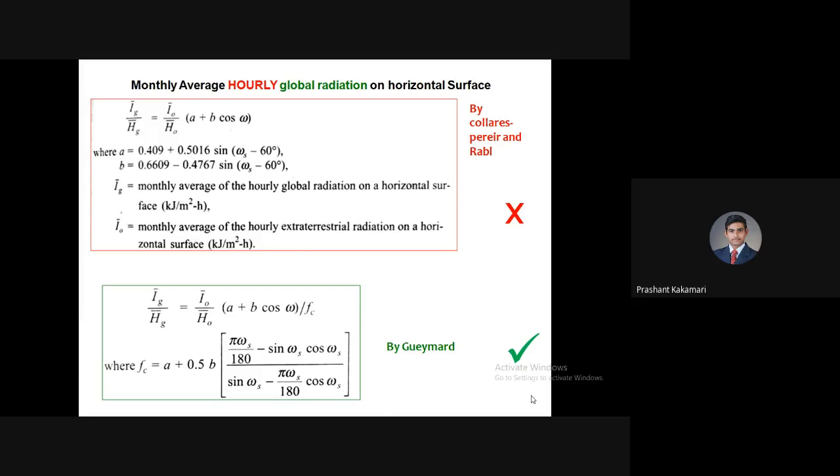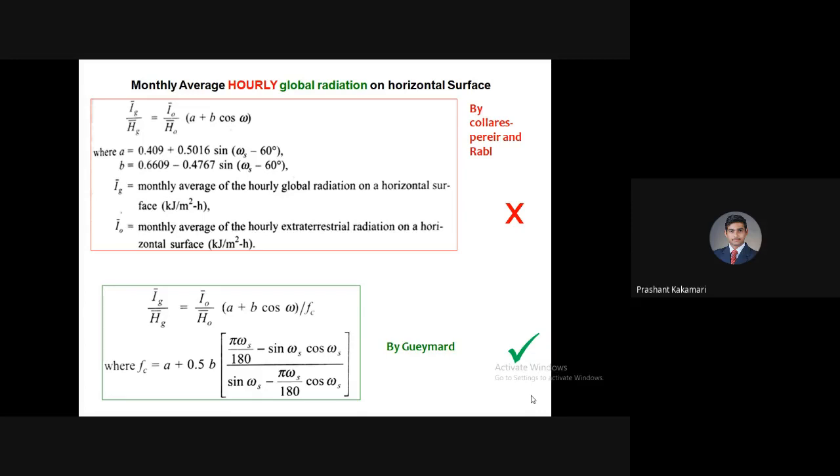Coming to the different concepts given by different researchers: earlier, Collares-Pereira and Rabl, these people worked on the concept of hourly global radiation. They came up with an equation, which is the ratio of monthly average hourly global radiation, IG bar, to the monthly average daily global radiation, HG bar, that you have seen on the last slide. This ratio can be related as I naught bar by H naught bar into bracket A plus B cos omega, where omega is the hour angle.